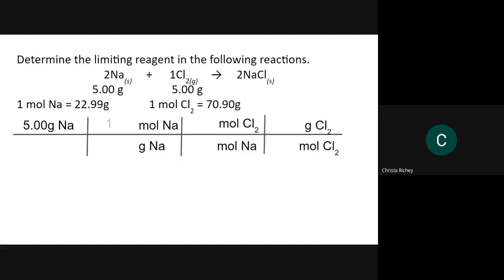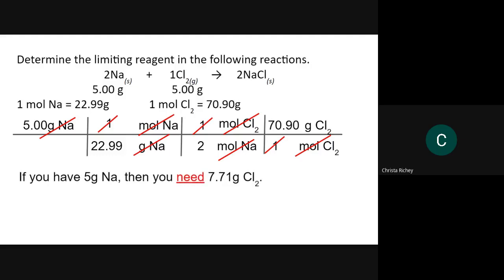Where 1 mole of sodium is 22.99 grams. The sodium gets a 2, the chlorine gets a 1. And then 1 mole of chlorine is 70.90 grams. And then I cleaned everything up. So I would do 5 times 70.90 divided by, and then you would use parentheses, or you could just multiply out the bottom, 22.99 times 2. And according to this, I need 7.71 grams.